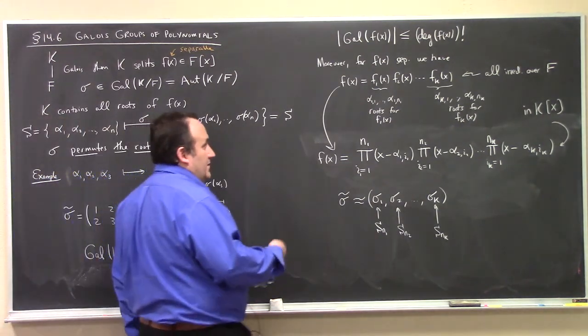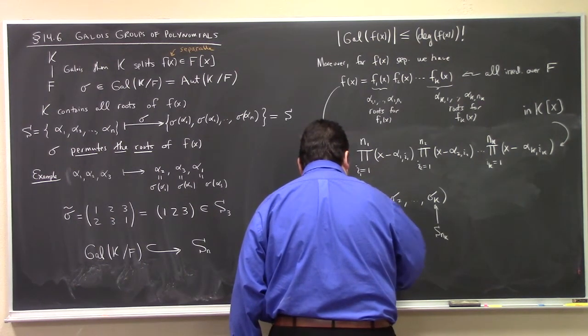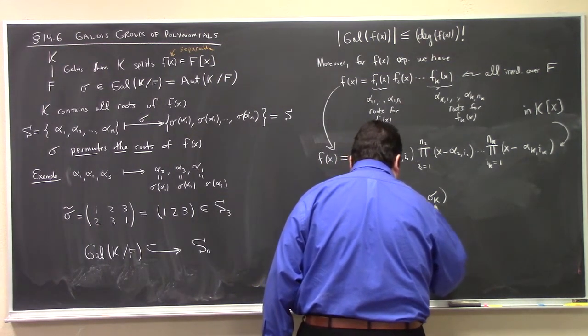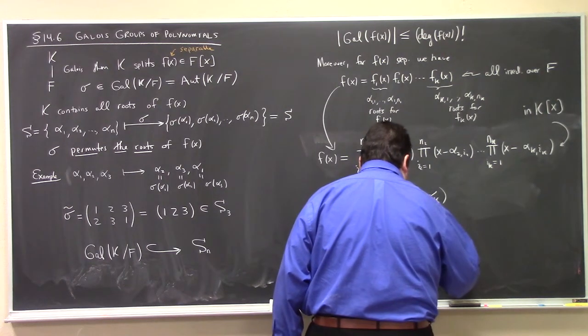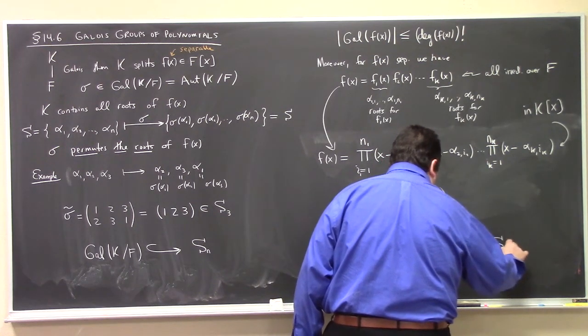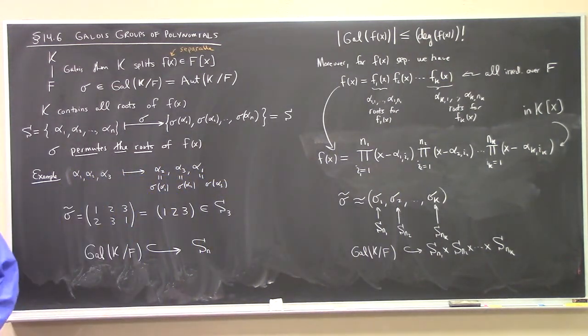So, long story short, this suggests that the Galois group of K over F, in this case, is a subgroup of Sn1 cross Sn2 cross through Snk. You can look at it as a subgroup of the direct product of symmetric groups on the degrees of the irreducible factors. And that's the structure we see here. Now, if there's just one irreducible factor, there's just one Sn. Most of the examples we'll ever look at will have just one Sn.